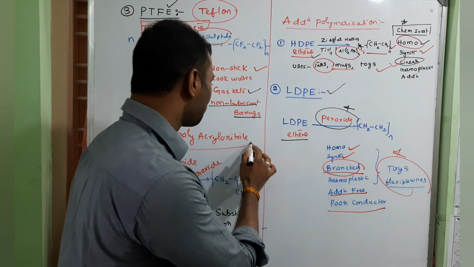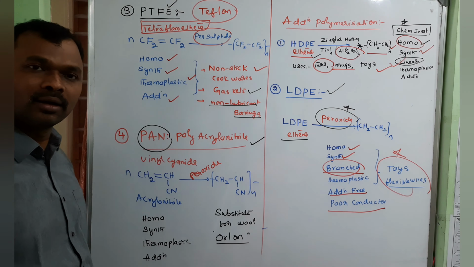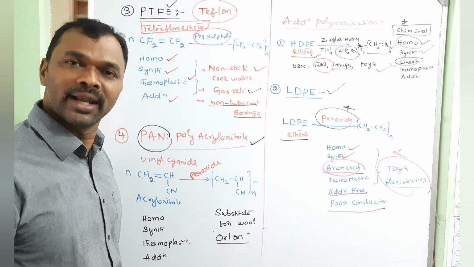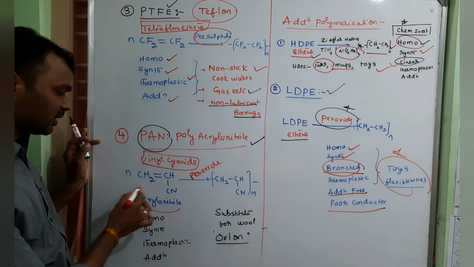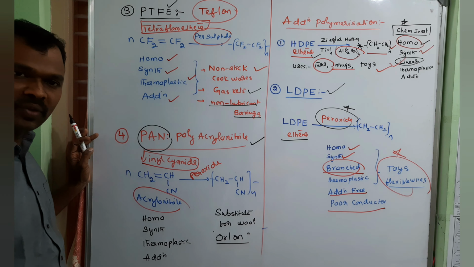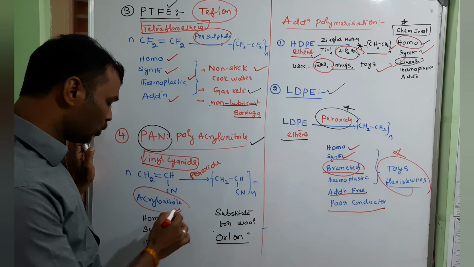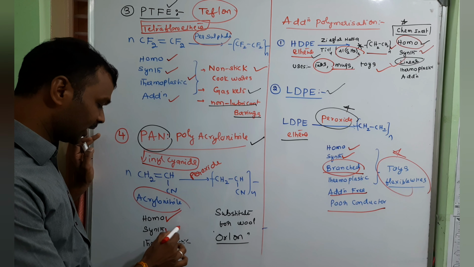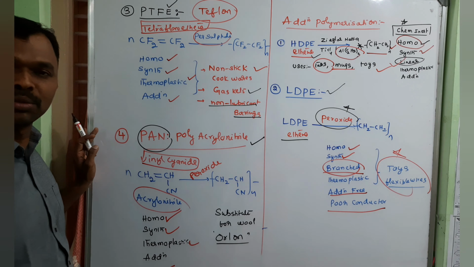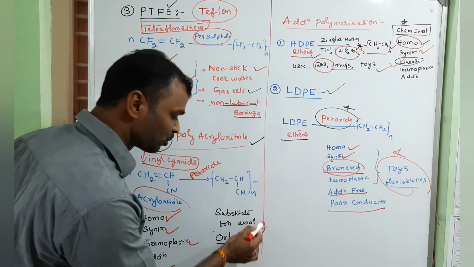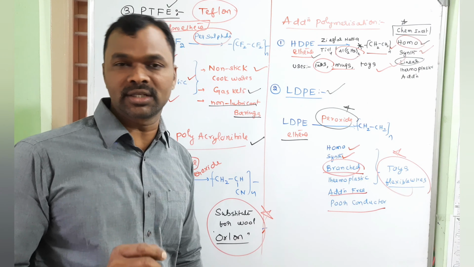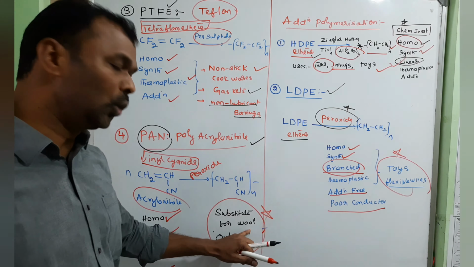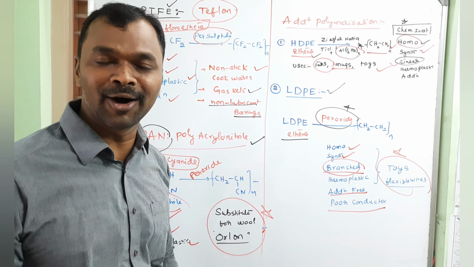Next one is PAN, very important. Polyacrylonitrile, PAN. Monomer is vinyl cyanide, also we are calling acrylonitrile. So which is homopolymer, synthetic, thermoplastic, addition polymerization. Very important. It is a substitute for wool, which is also we are calling Orlon.